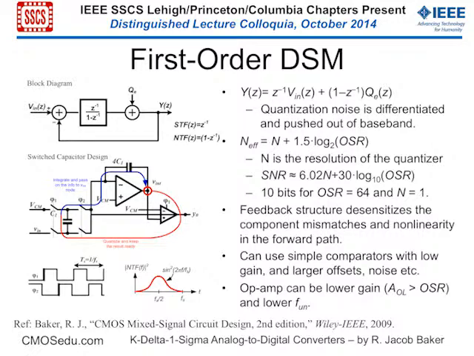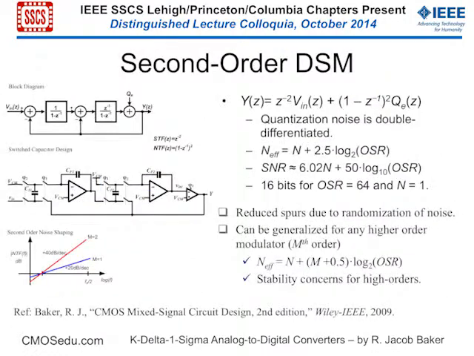Op-amp gain can be relatively low, on the order of the oversampling ratio. One issue with this topology is you get limit cycle oscillations, so you get things repeating which can cause issues that are unwanted. And you can also get better averaging if you use a second order topology.